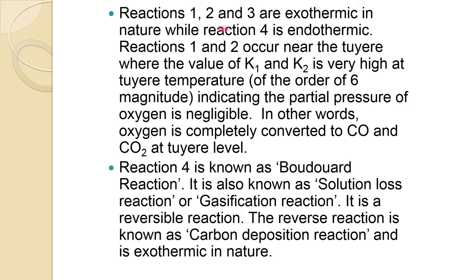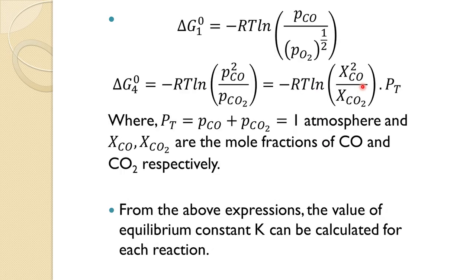So, reactions 1, 2 and 3 are exothermic in nature, as we said before, because they have a negative free energy, while reaction 4 is an endothermic reaction. Reactions 1 and 2 occur near the tuyere, where the values of K1 and K2 are very high, at the tuyere temperature, of the order of 10 to the power 6.